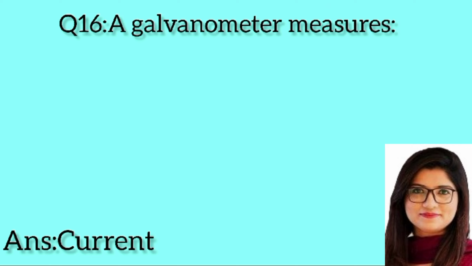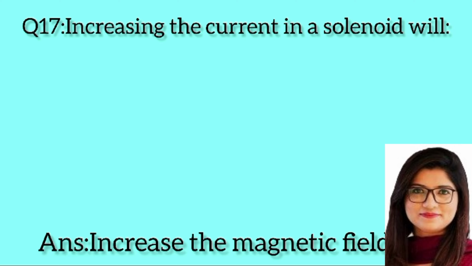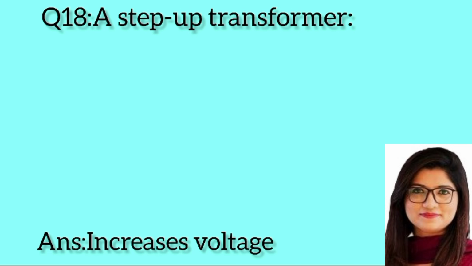A galvanometer measures? Answer: current. Question 17. Increasing the current in a solenoid will? Answer: increase the magnetic field. Question 18. A step-up transformer? Answer: increases voltage.